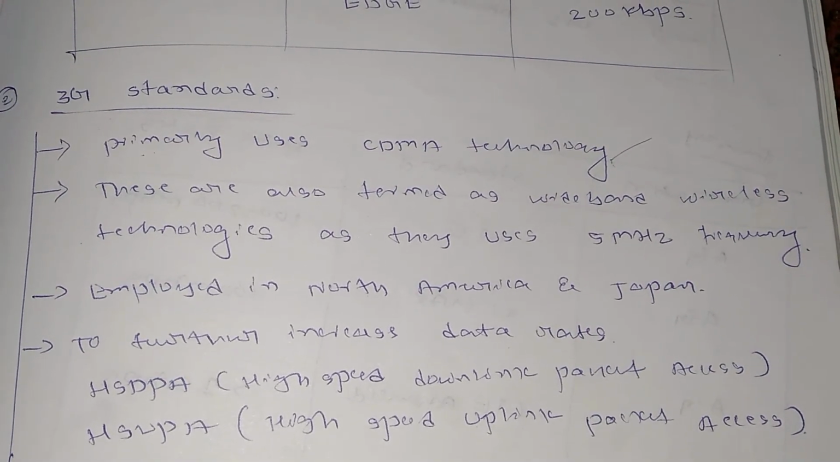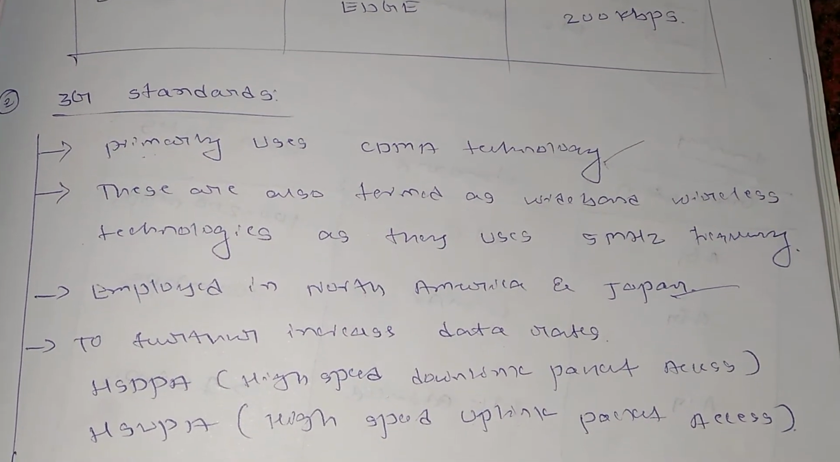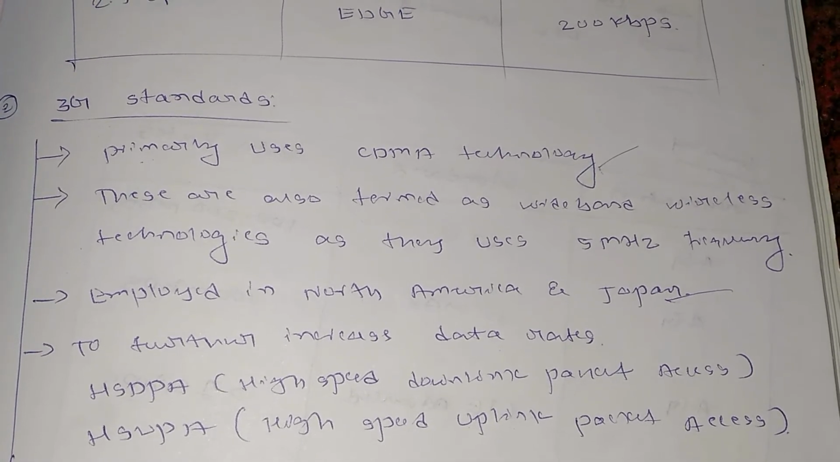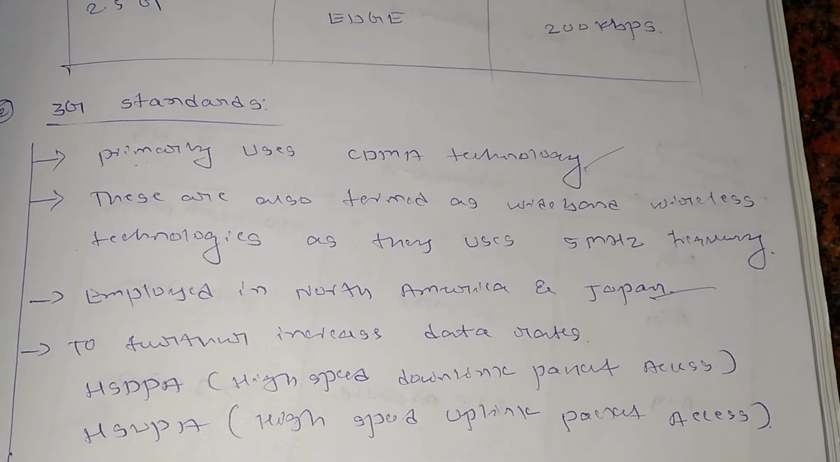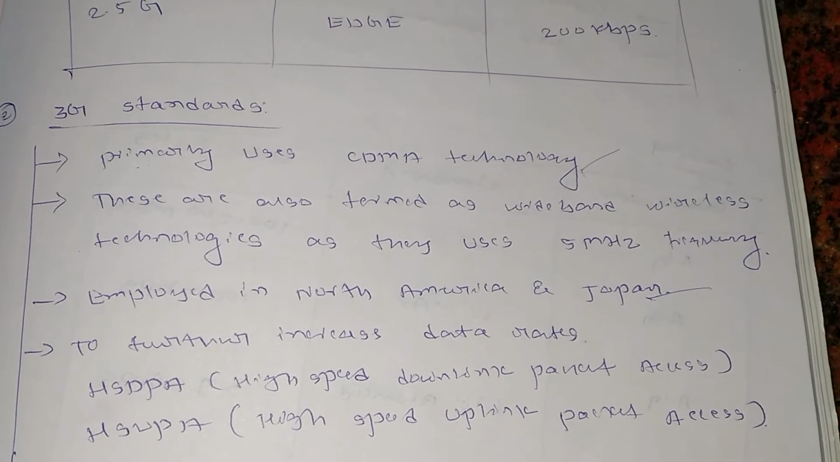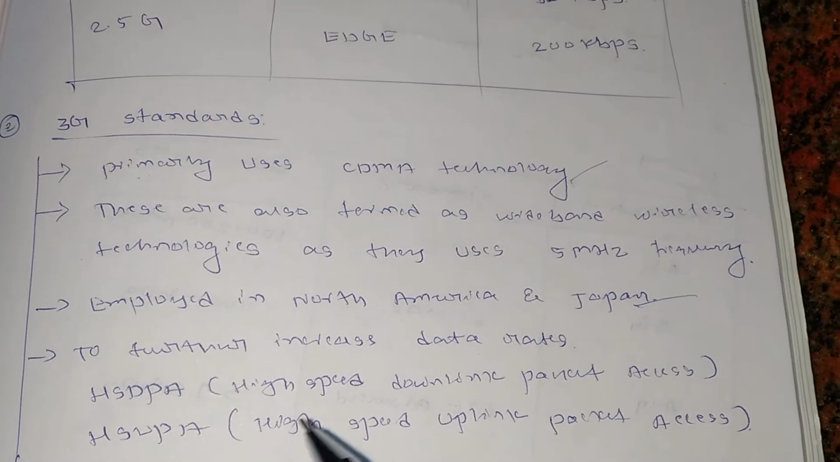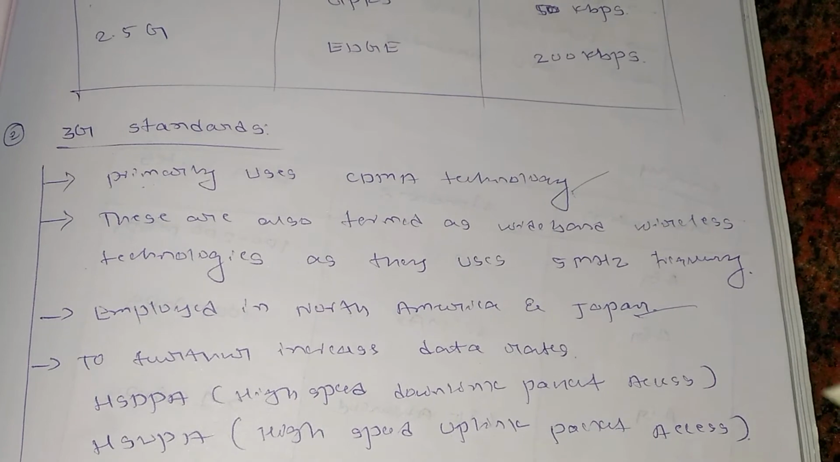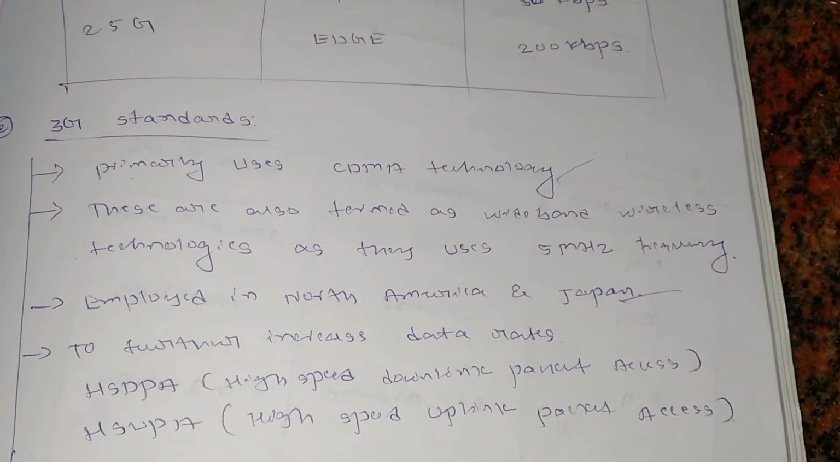This was first employed in North America and Japan. To further increase the data rate, HSDPA, high speed downlink packet access, and HSUPA, high speed uplink packet access, are involved in 3G to increase the speed further. High speed downlink packet access is from the base station to the mobile user, and high speed uplink packet access is from the mobile user to the base station.